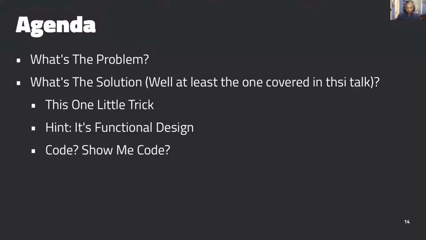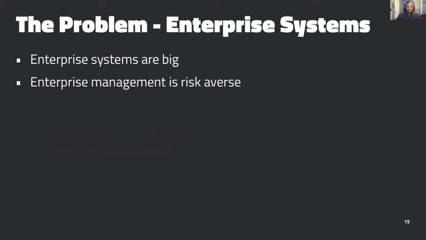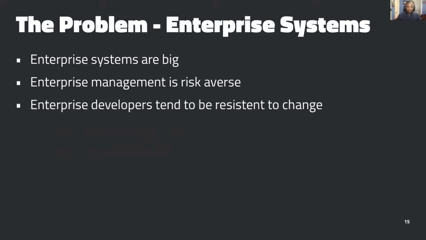You want some code? I'll show you some code. We'll go through a summary that includes the takeaways. So, the problem: enterprise systems. Enterprise systems are big. Next, enterprise management is risk averse. And finally, not finally, but enterprise developers tend to be resistant to change.